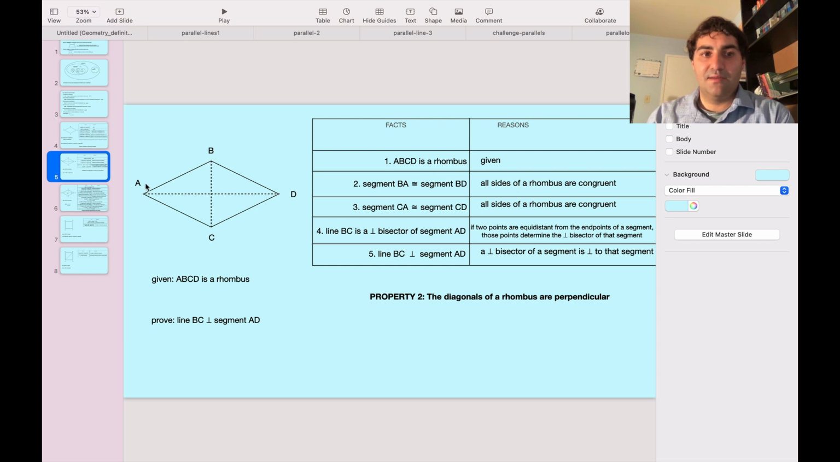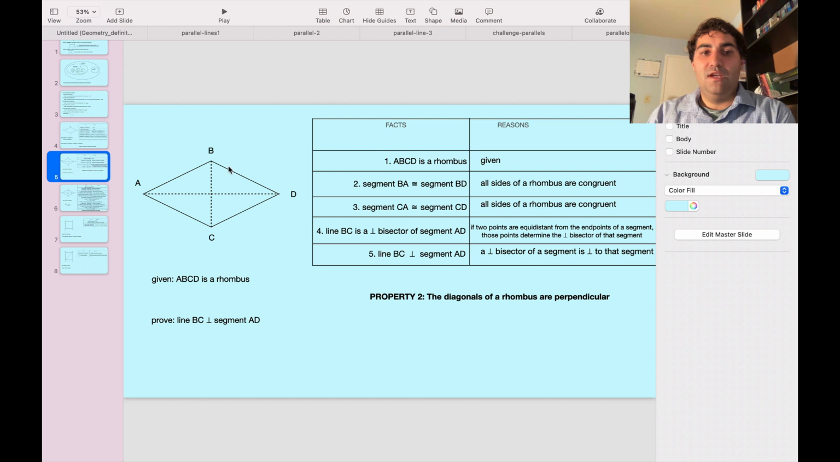So segment BA is going to be congruent to segment BD, and segment CA is going to be congruent to segment CD because all sides of a rhombus are congruent. So we know if 2 points are equidistant from the endpoints of a segment, then those points determine the perpendicular bisector of that segment. So we know that side BA is congruent to side BD, and side CA is congruent to side CD. So in other words, points B and C determine this perpendicular bisector for segment AD.